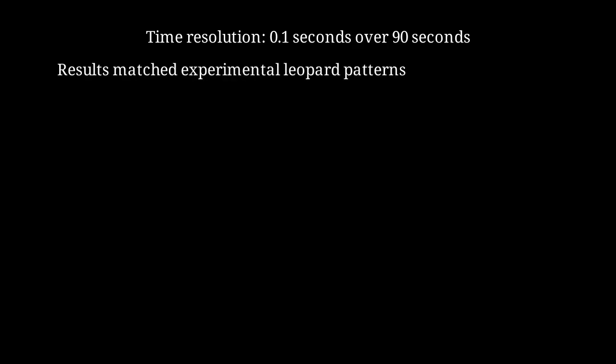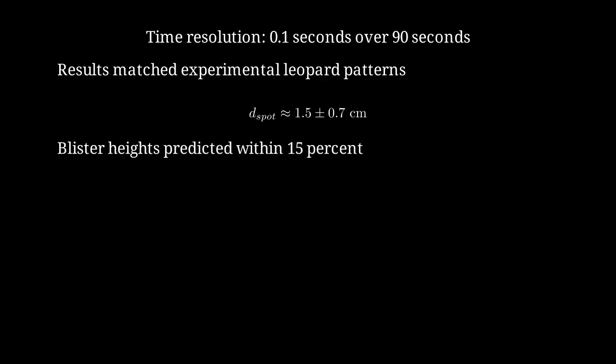Let me share some results from numerical simulations that validated this complete model. Researchers ran finite element simulations tracking temperature at over 10,000 spatial points in a 30-centimeter diameter pizza. The simulation used a time step of 0.1 seconds and ran for 90 seconds of baking time. The simulation results showed leopard spot patterns that matched experimental observations, both in size distribution and spatial frequency. The average spot diameter was 1.5 plus or minus 0.7 centimeters, matching measured values from real pizzas. Predicted blister heights were within 15% of measured values, confirming the accuracy of the pressure-driven expansion model.